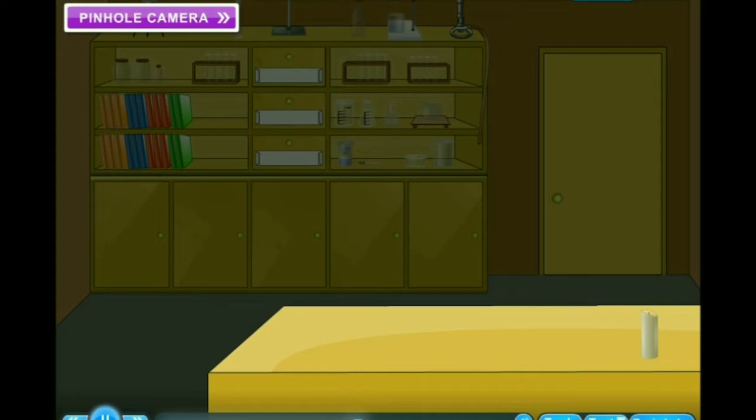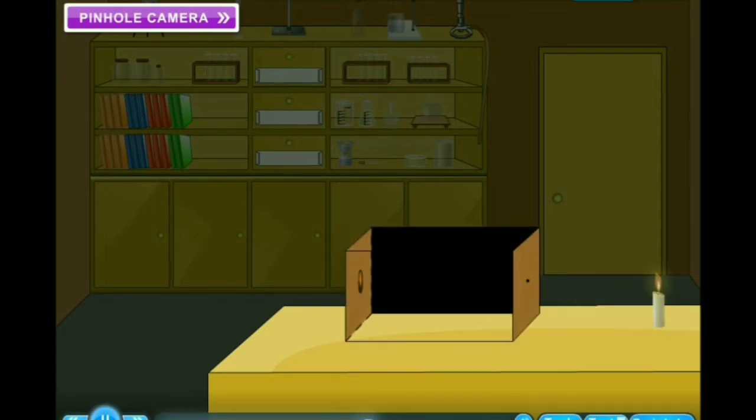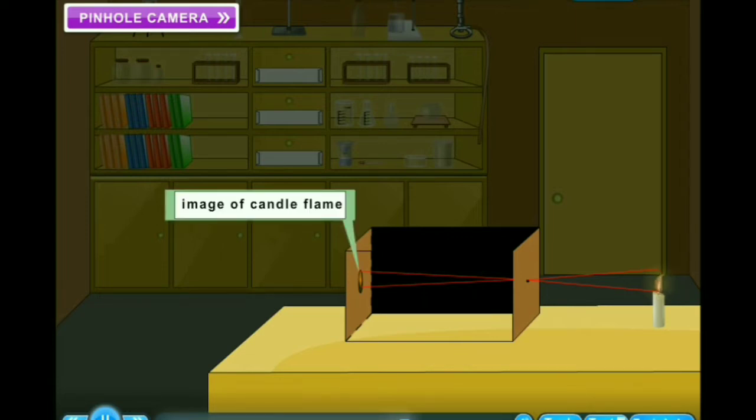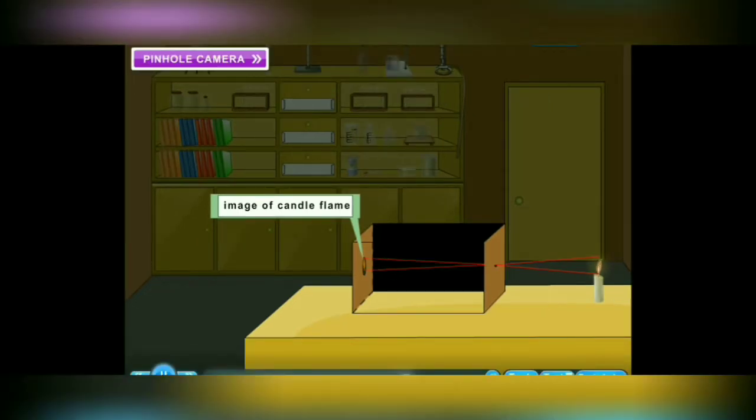Place a candle on a table and light it with a matchstick. Place the pinhole camera a few inches away from the lighted candle, with the side having the pinhole facing the candle. Move the pinhole camera forward and backward so that a clear image of the candle flame is obtained on the screen. The image formed is colored. The image formed by the pinhole camera is inverted upside down. This is because light travels in a straight line.